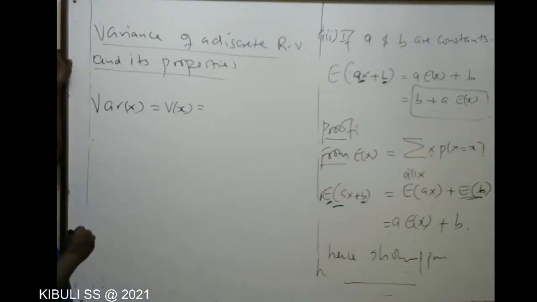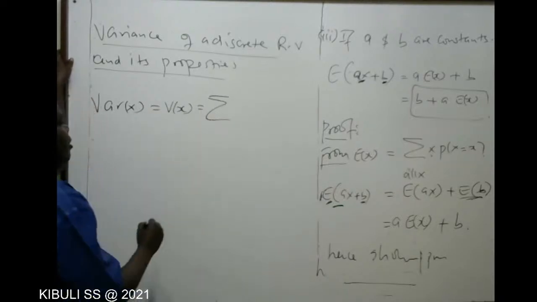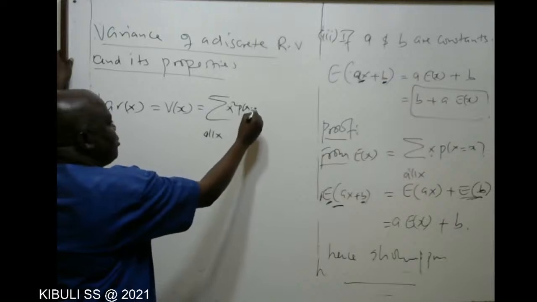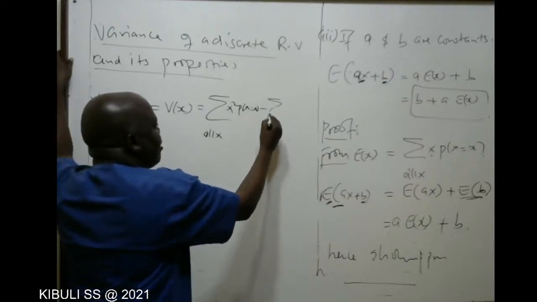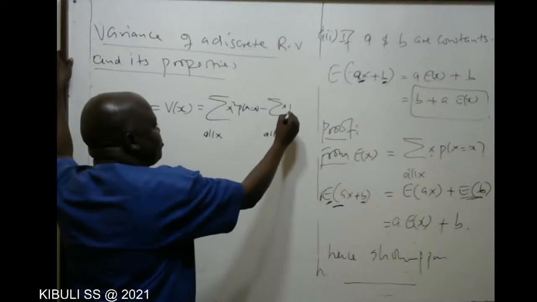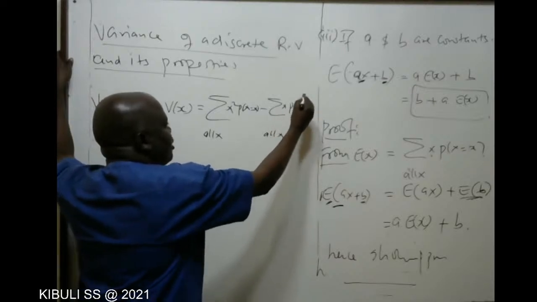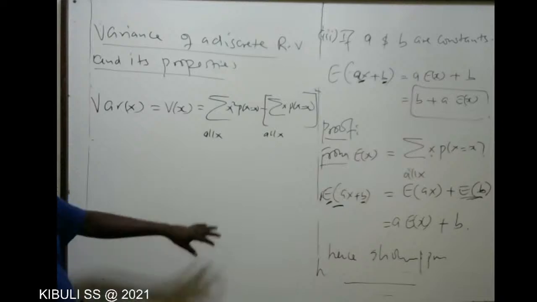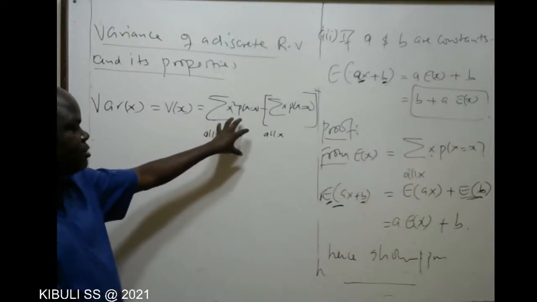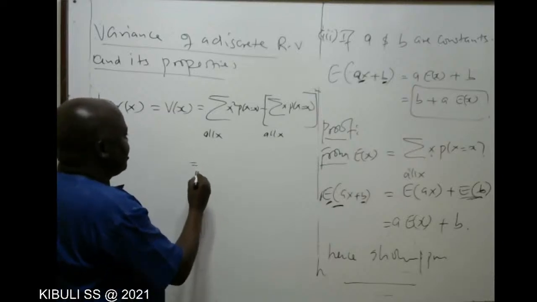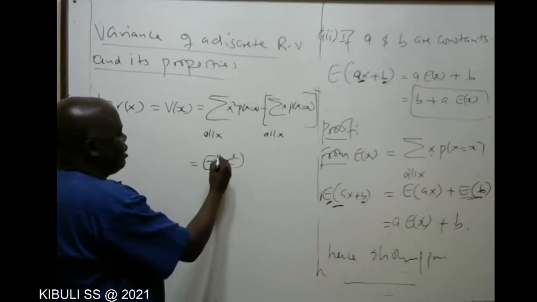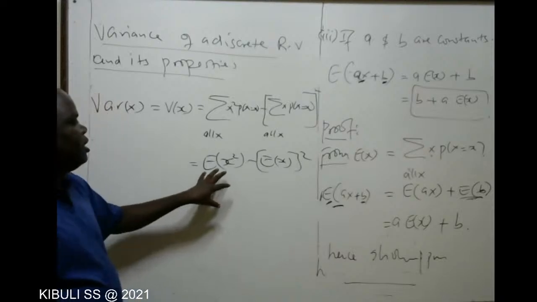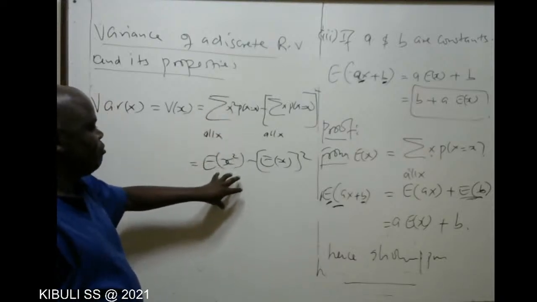Two formulas here can be written. One, you can use the sum of all x squared, probability of X equals x, minus the sum of all x, probability of X equals x. This one, we square this one. This one must be squared. Now, this is when you are using the basic principle of sums. This formula can also be written as E(X squared) minus E(X), this one squared.